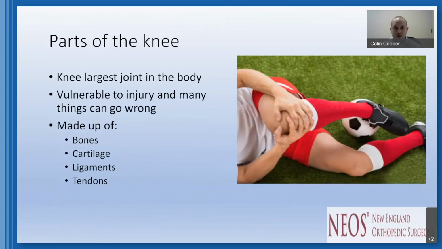The knee is the largest joint in the body, has a lot of degrees of motion, and it's vulnerable to injury, and many kinds of things can go wrong. We'll start with just a little bit of the anatomy and what makes up the knee, and it includes bones, cartilage, ligaments, and tendons.